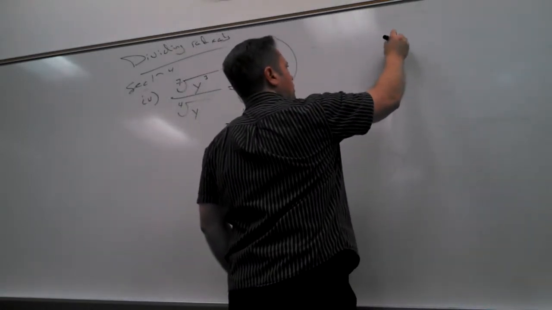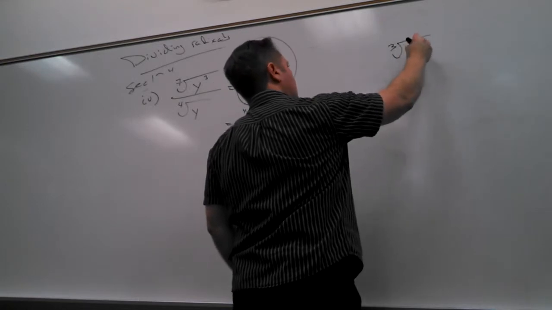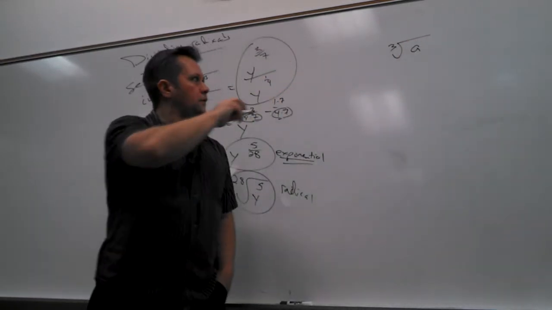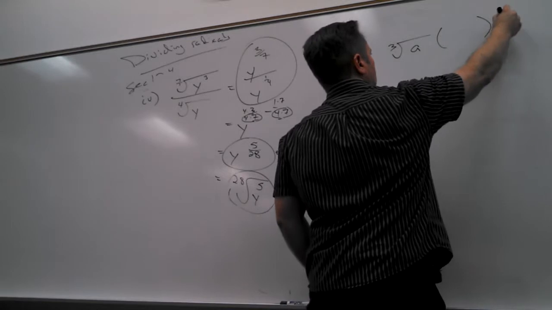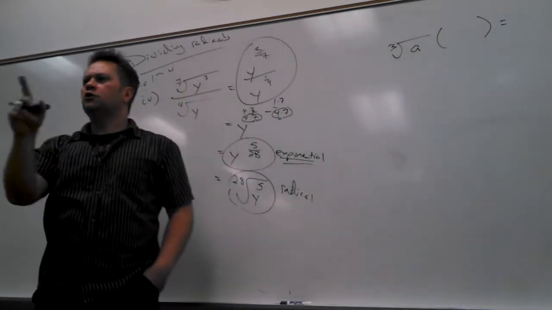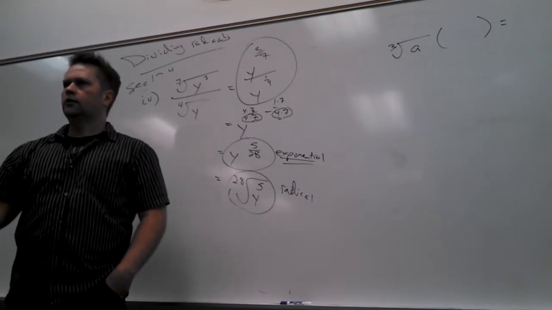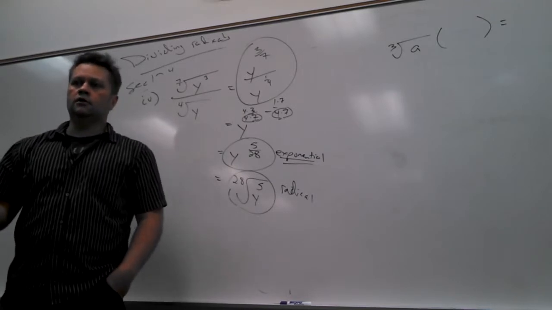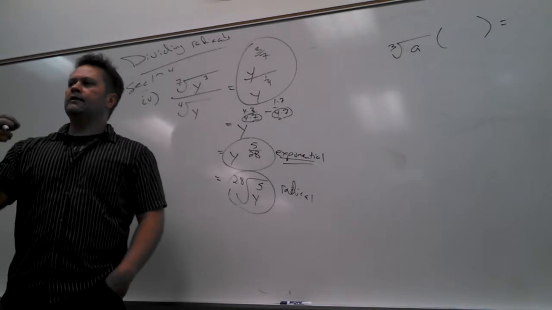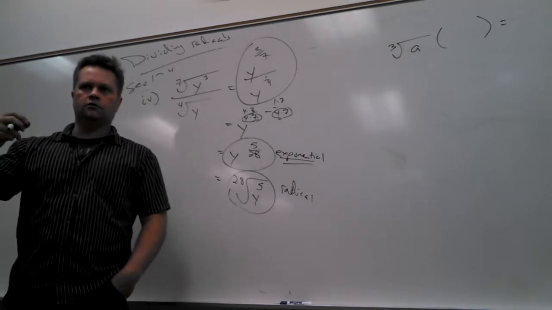If I had the cube root of a, and I'm going to let you multiply it by something so that I can do it. Why can't I do the cube root of a? Because there's only one a in there. What can I multiply by then so that I could do it?